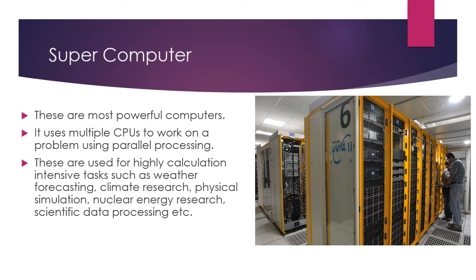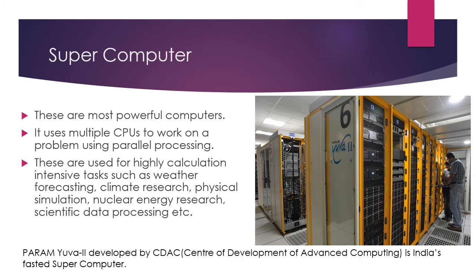Parallel processing is working on one problem or one program with help of multiple CPUs. These are used for highly calculation intensive tasks, जिसमें ज़्यादा calculation की requirement होती है, such as weather forecasting, climate research, physical simulation, nuclear energy research, scientific data processing, etc. Param Yuva 2 was developed by CDAC, Centre for Development of Advanced Computing. And as I told you, it is India's fastest supercomputer.